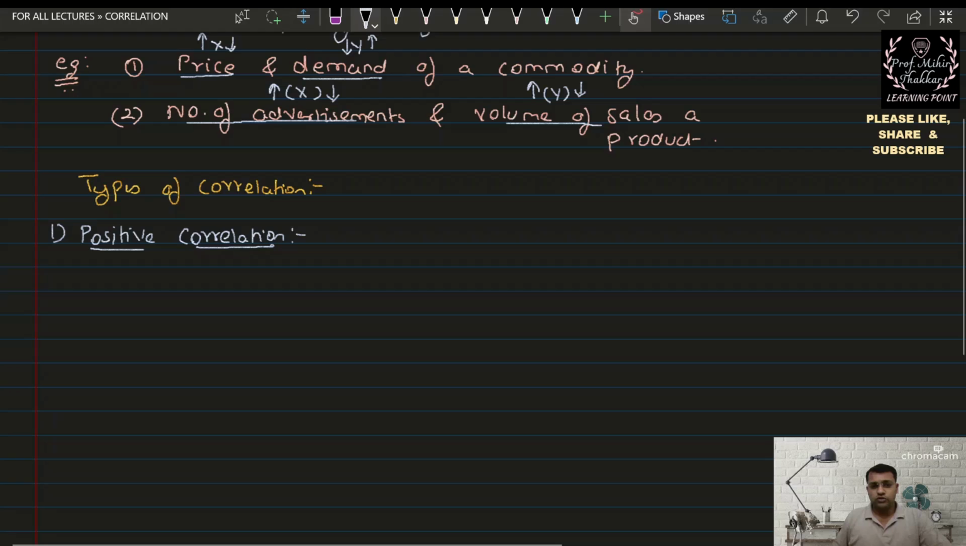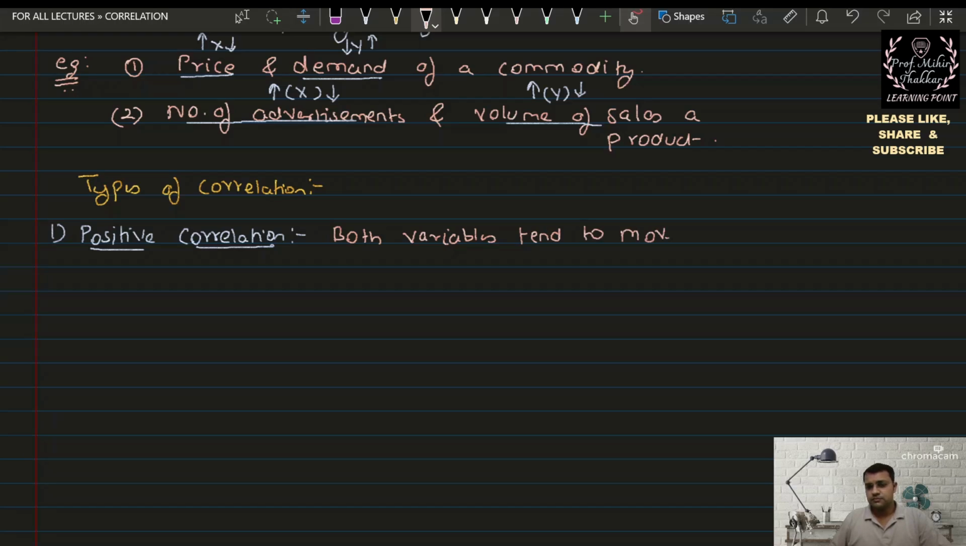Now when I talk about the positive correlation, I understand from here that both variables tend to move in the same direction. That is, for the two variables x and y, they both will either increase or they both will either decrease. Like we saw in example number 2 above, related to number of advertisements and the volume of sales.